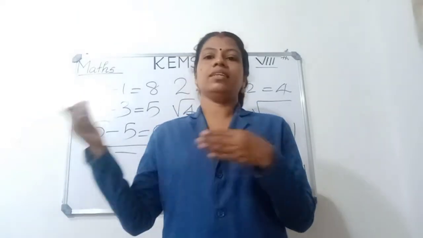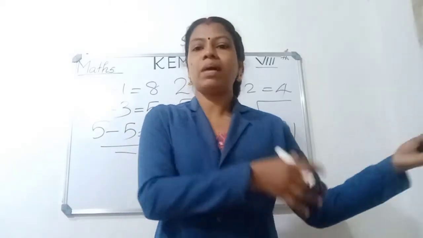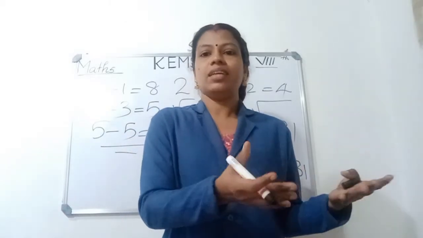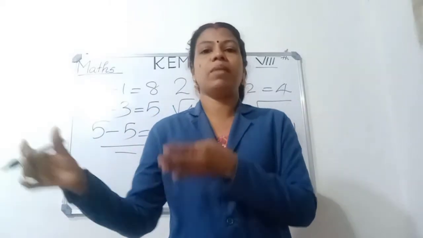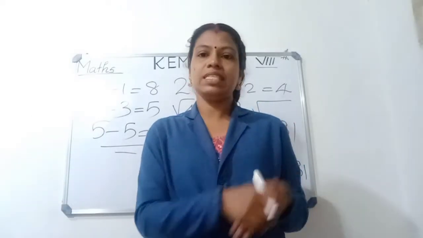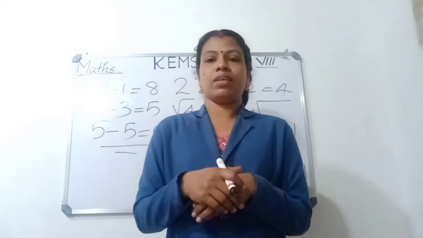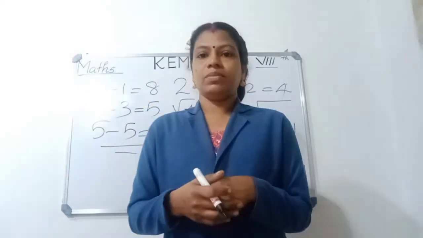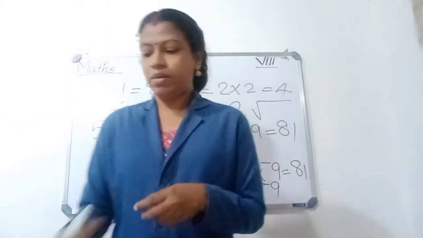Then 9. 9 is the same as 3. If the sum of the digits is a multiple of 9, then it is divisible by 9. That is the divisibility rule. Okay, then I will show you one example.